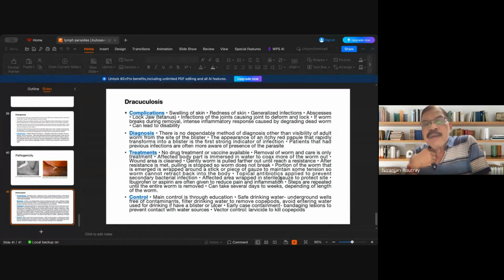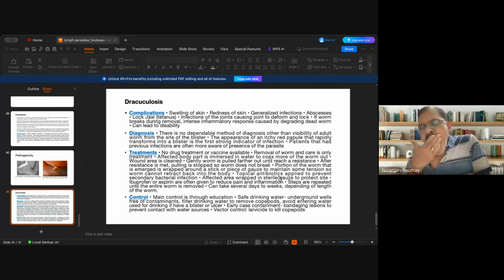For pain and inflammation, painkillers such as ibuprofen and aspirin are taken to reduce it. Paracetamol may also be given. Steps are repeated until the entire worm is removed. So it may take several hours or days together to complete removal of the worm, and it can take several days to weeks depending upon the length of the worm.